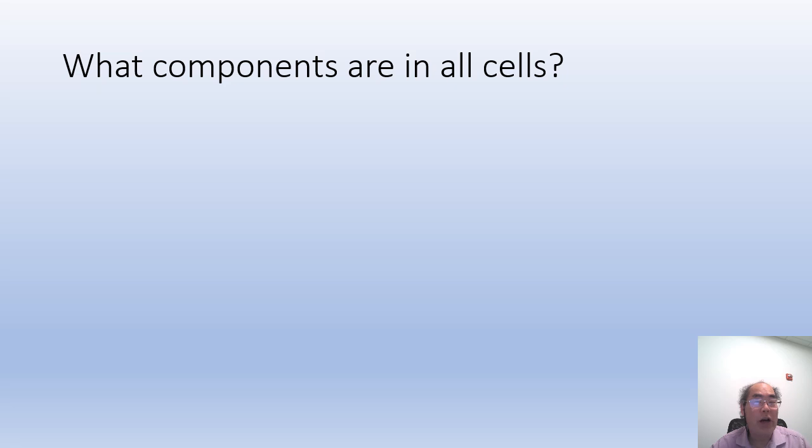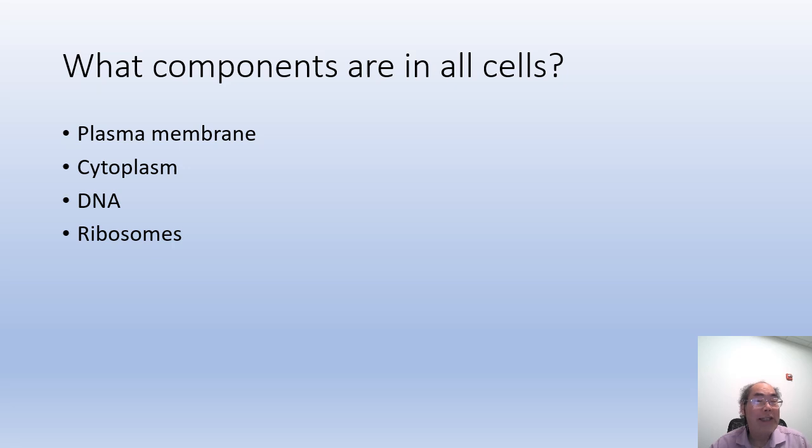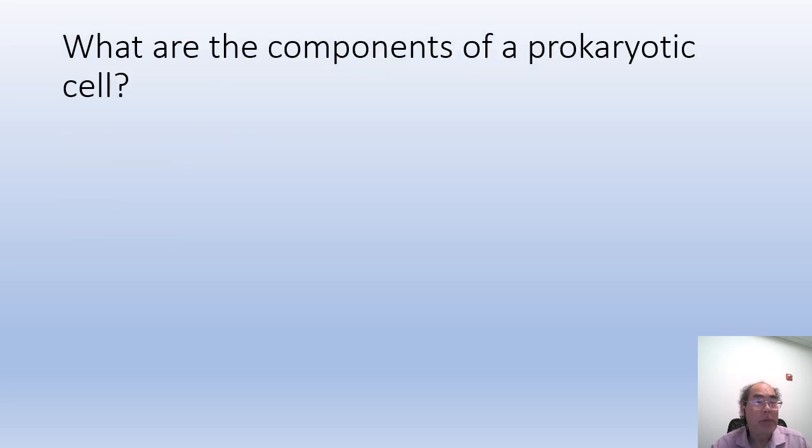What components are in all cells? Please answer. All cells have a plasma membrane, cytoplasm, DNA, and ribosomes. What are the components of a prokaryotic cell? Please answer.